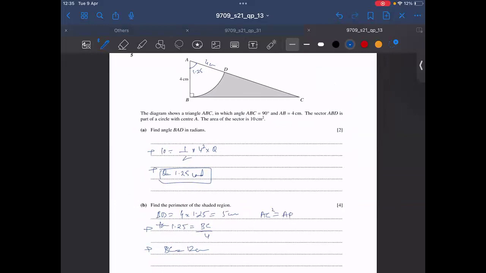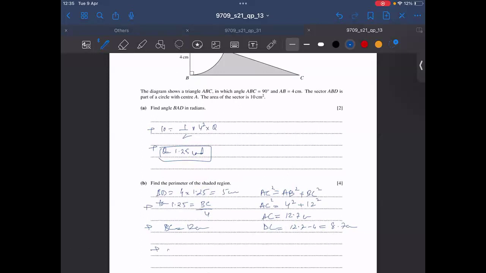And then I'm going to calculate AC. AC squared is equal to AB squared plus BC squared. That is 4 squared plus 12 squared, which is 144 plus 16, and take the square root, which is 12.7. AC is 12.7 centimeters, and so DC is 12.7 minus 4, which is 8.7 centimeters. The perimeter is 5 plus 12 plus 8.7, which is 25.7 centimeters.